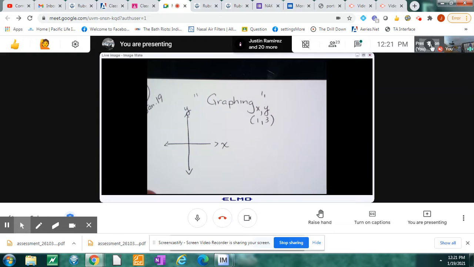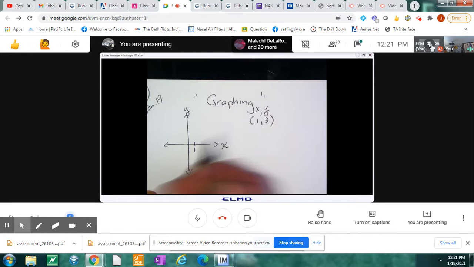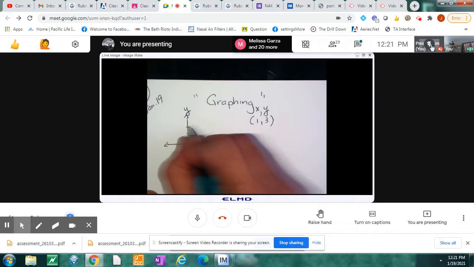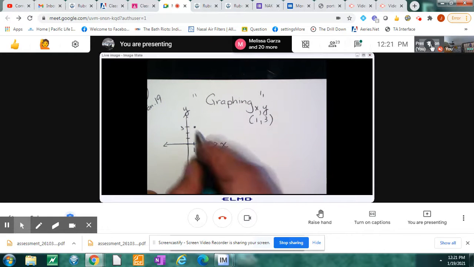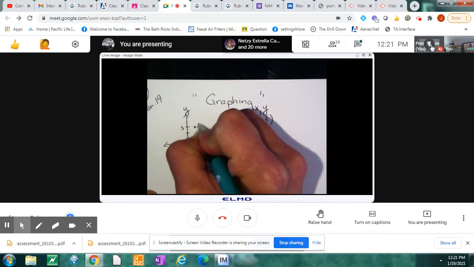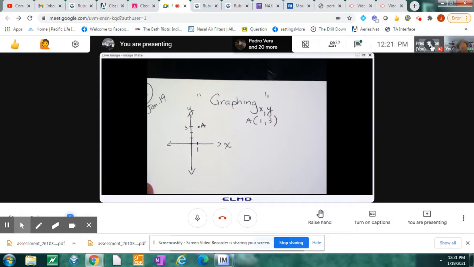So remember, your X is your first number. So you're going to start at the origin, and you're going to go 1. The positive is this way. So 1, and then positive 3 is up. 1, 2, 3. So that's your 3. So 1, comma 3, and that is your A.